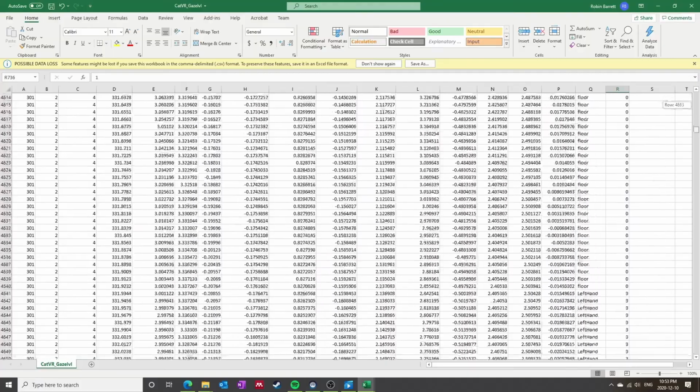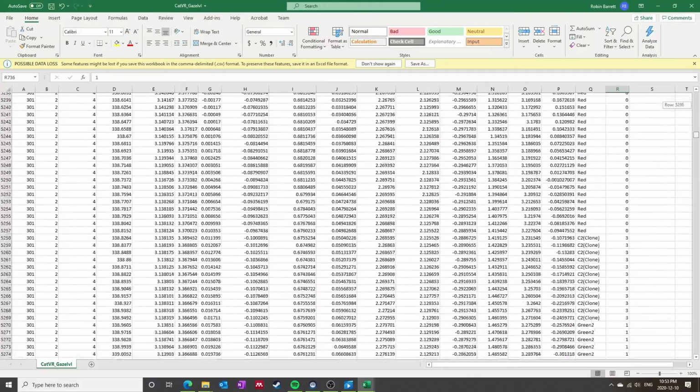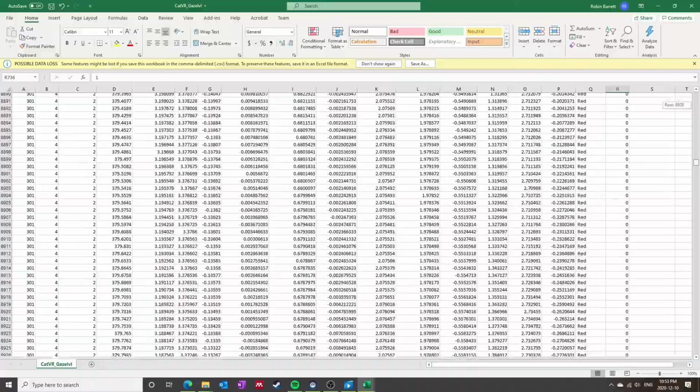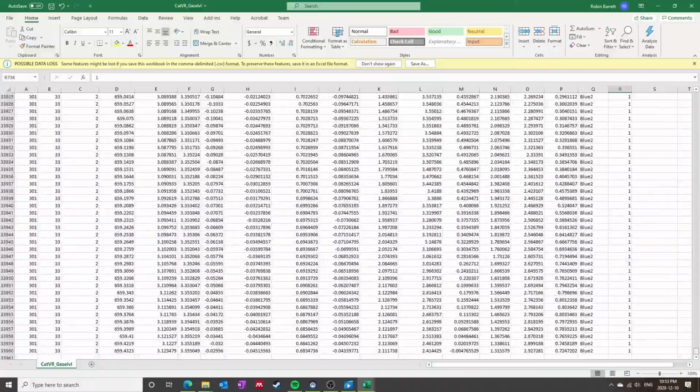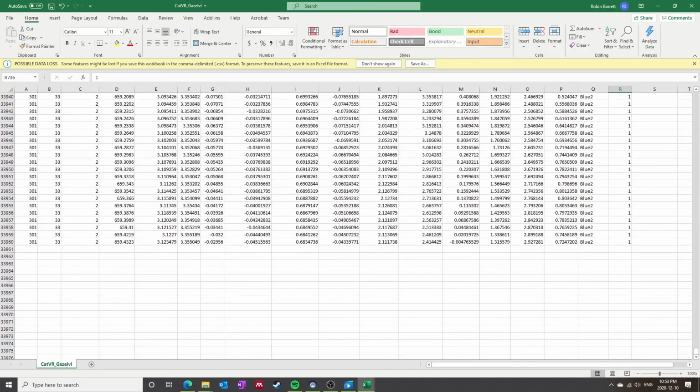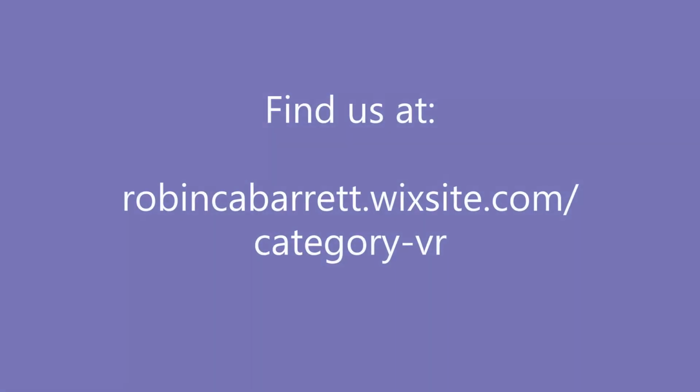As you can see, this outputs a huge amount of data. And so most of your analyses will probably stick to the trial level data, but it is available for people who want to verify their findings. And that's all for now.